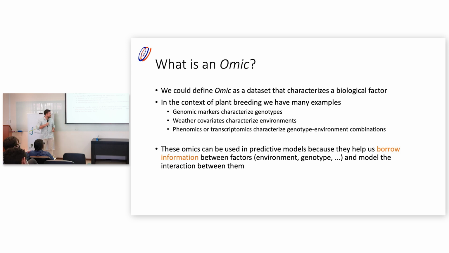And I like omics because they allow us to borrow information, which is the core of AI, the core of machine learning. We can predict things that we haven't seen because we can resemble them to things that we have already seen. That's the power of borrowing information, and that's the core of genomic selection.